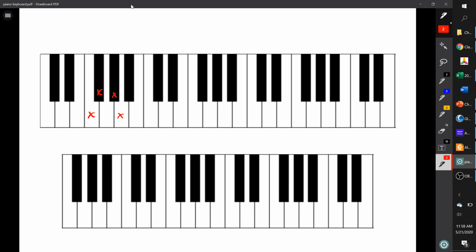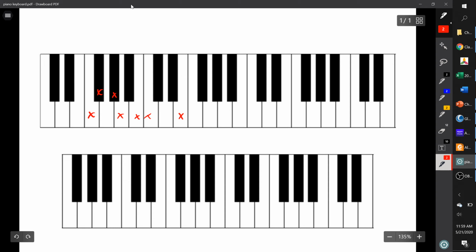Usually, a half step is going from a white key to the black key right above it, or from a black key to the white key right above it. That would be a half step up. The only time that is different is when there's no black key between the two white keys. So from here, a half step up would be the next white key because there's no black key in between.